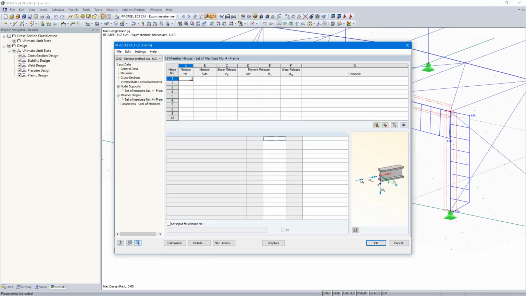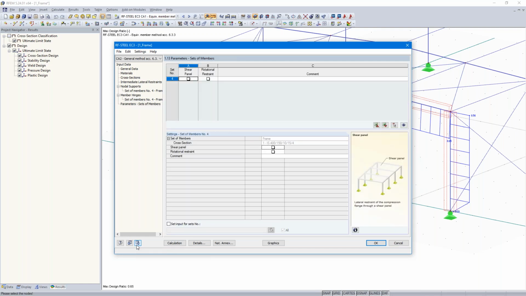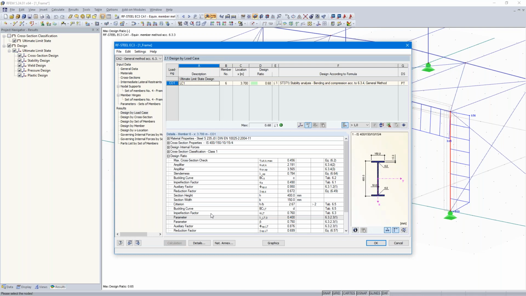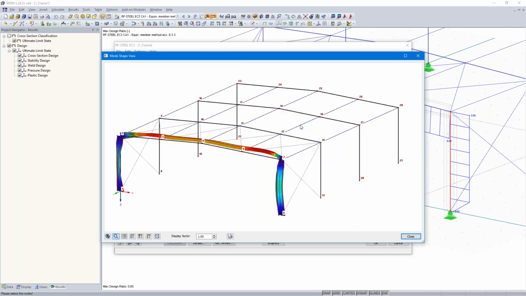Okay, next dialog. We don't need to define anything here. We defined all in the set of members as the nodal supports. Also here, I can calculate all. Okay, I get the design ratio of 68%. We can take a look at the mode shapes.